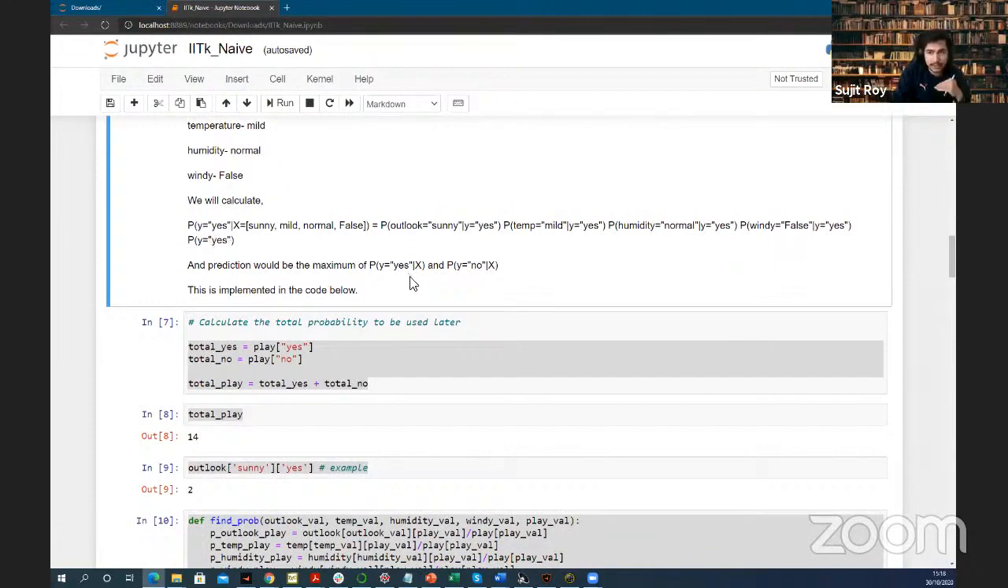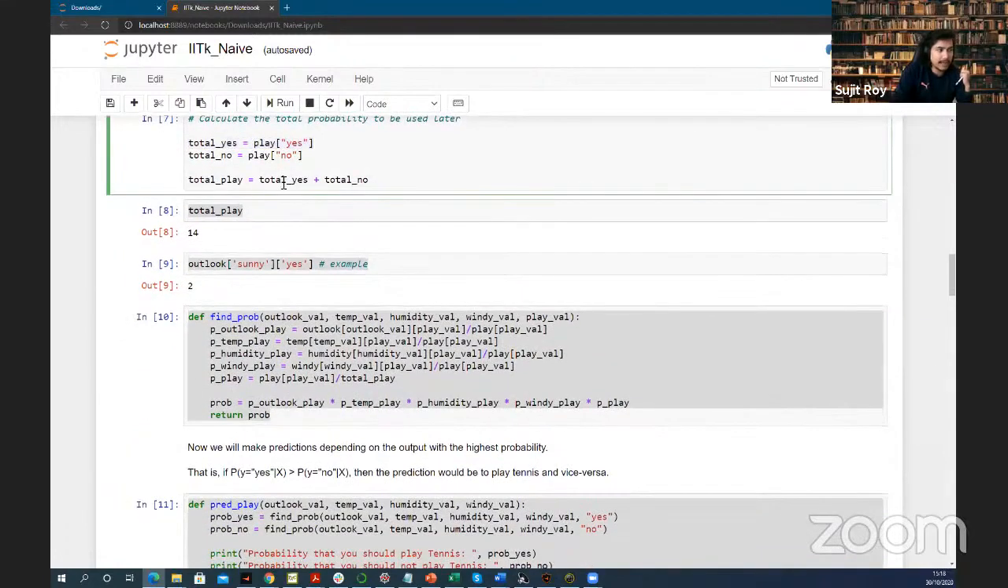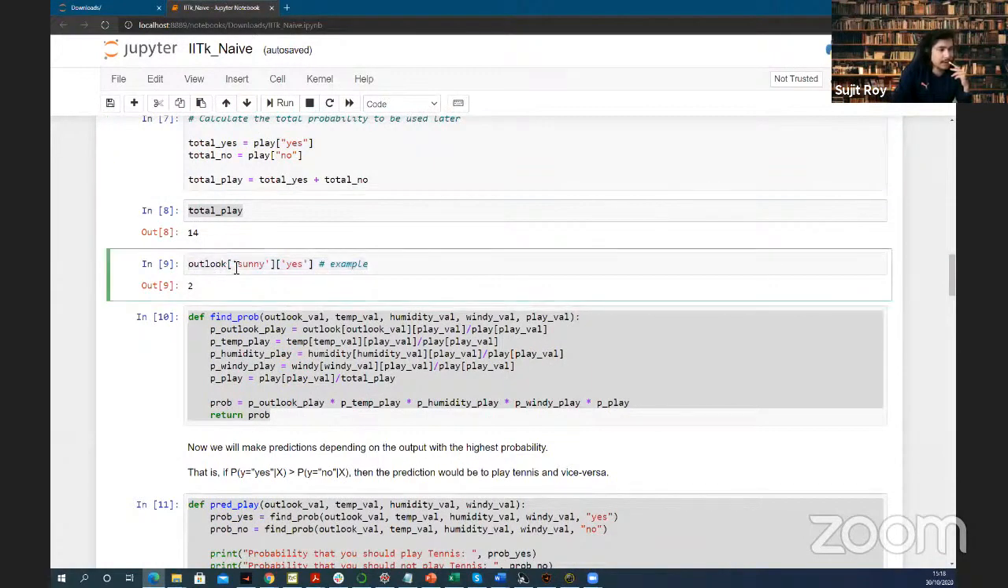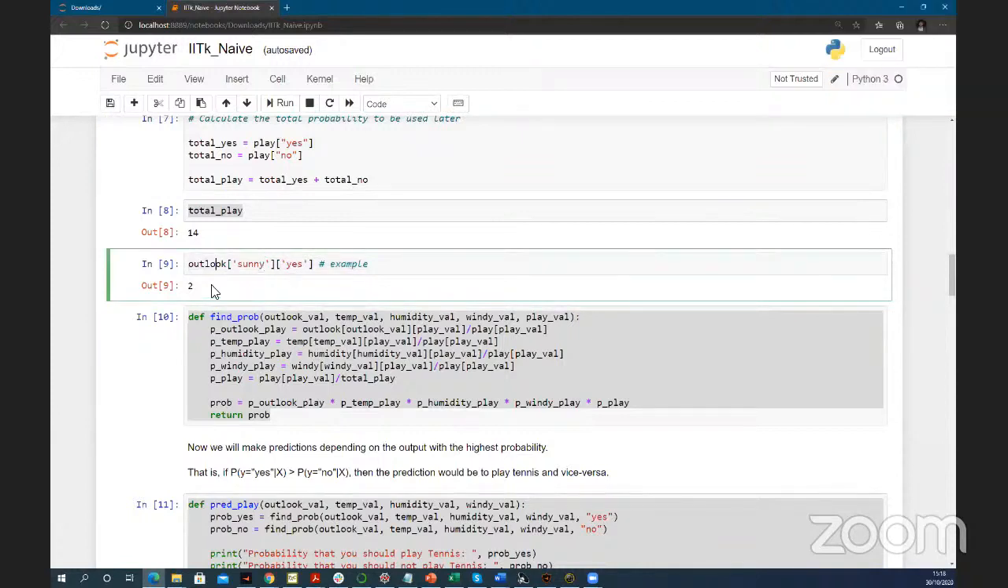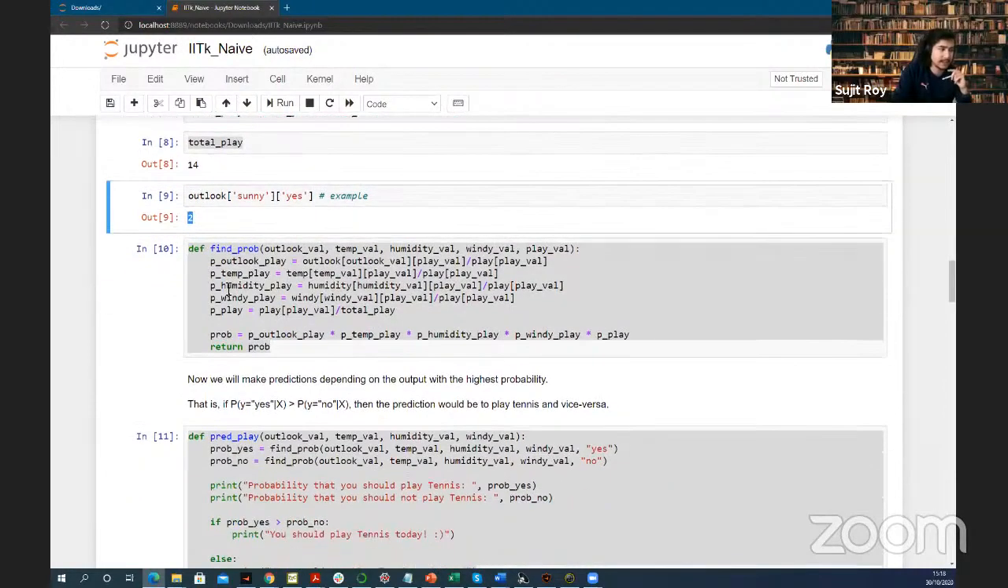So now we are going to calculate that one by one using the Python program. We have to say how many total yes and how many total no's there are. So total play is total yes plus total no. Total play is 14 because you have 14 rows. Now, for outlook, checking if we have sunny and it is a yes, how many samples are there? There are two samples in this scenario.